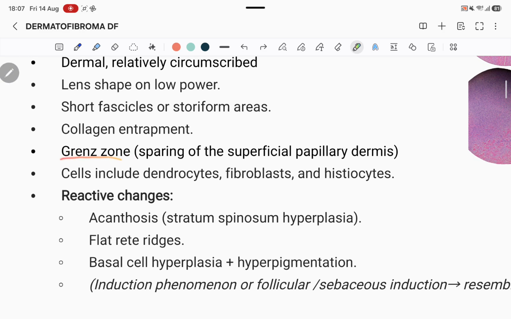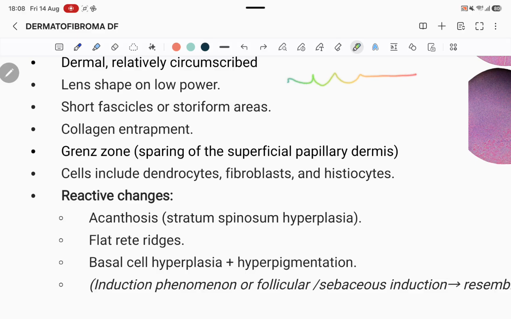Another thing is the Grenz zone. The Grenz zone is the sparing of the superficial papillary dermis. You know how we have the dermis, with 2 portions, okay? The papillary dermis, which has the loose connective tissue, and then the larger dermal area, which is the reticular dermis. It has more blood vessels, more vascular structures, lymphatics and everything, and nerve bundles and everything, okay?